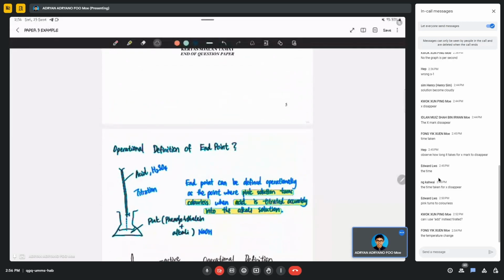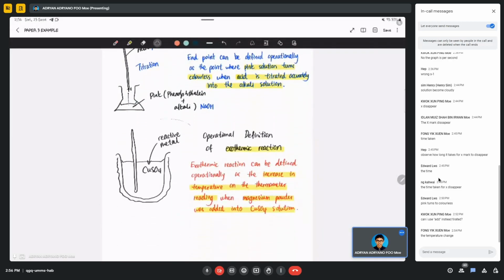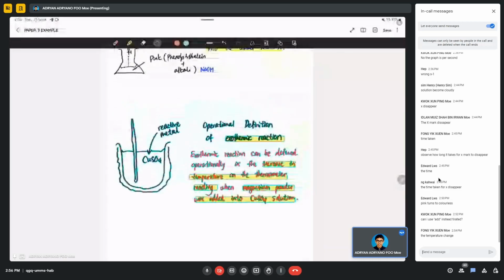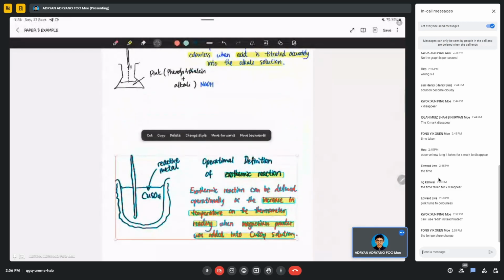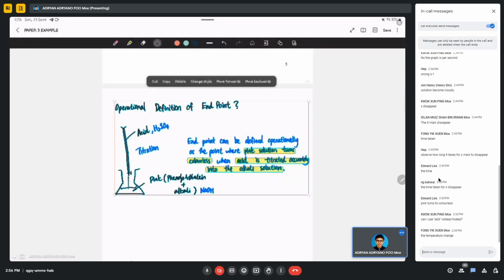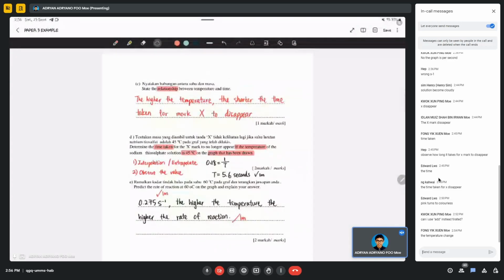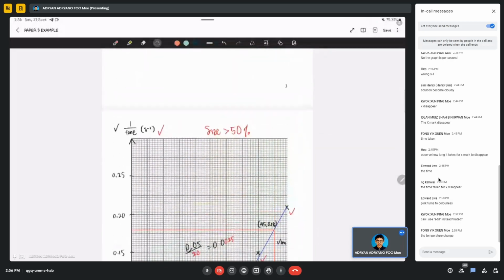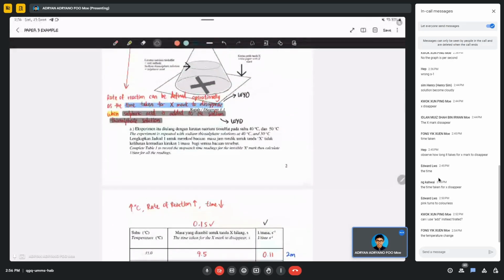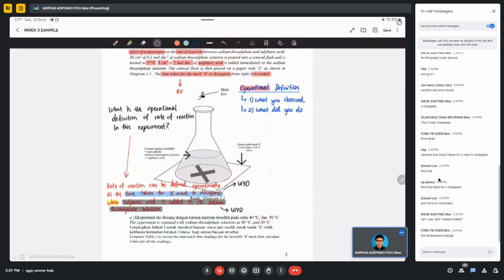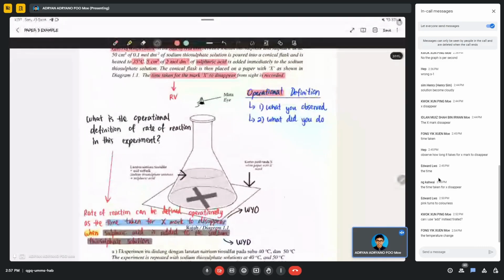Okay, so here I will put an example below. Operational definition is actually easy, so don't be so nervous for your practical next week, because who knows if they come out with operational definition. So you just relax. Follow what I taught you. What you do and what you observe. You write what you observe first, what you see, and then you tell me what you did.